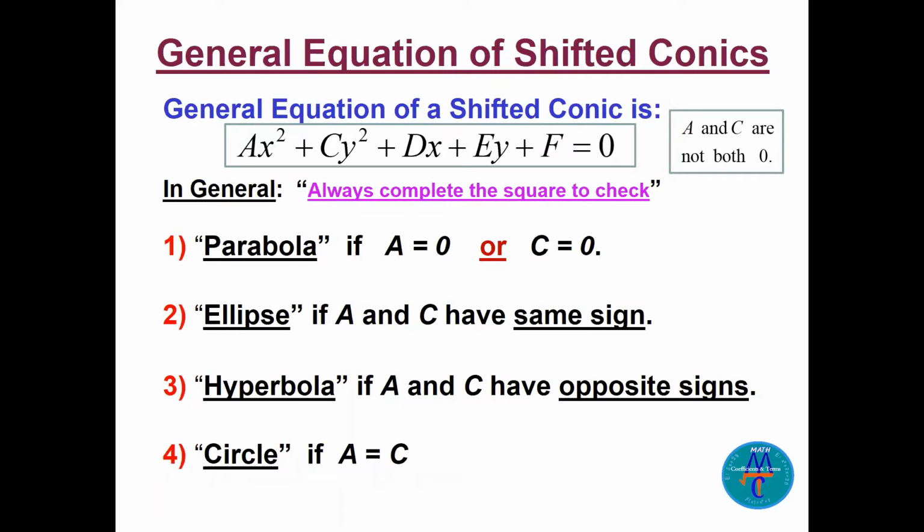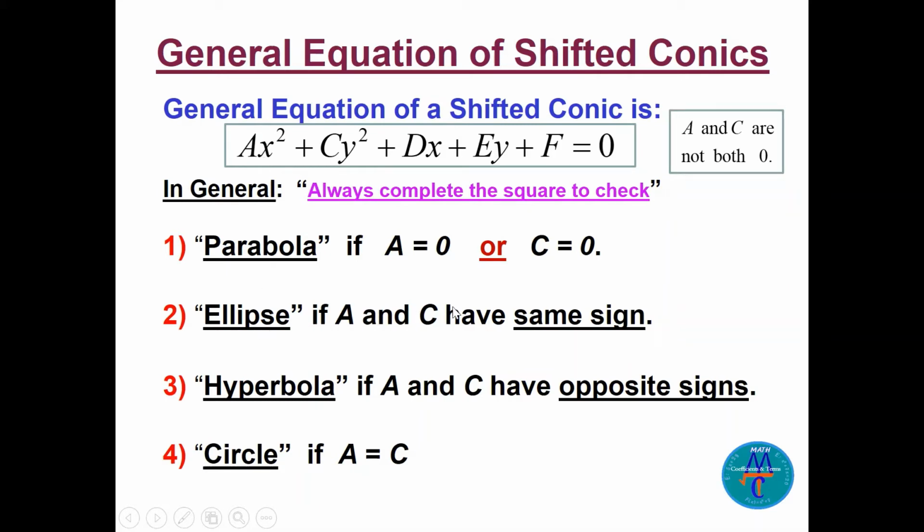Let's start with the possibilities here. So if we have ax squared plus cy squared plus dx plus ey plus f, a and c are not both 0. Always you have to complete the square to check the type of the equation. So we can have parabola for this one if a is equal to 0 or c is equal to 0, but not both. If both are equal to 0, then we have a straight line. So this is the first one, parabola. If we have a equal to 0, then we have y squared, or we have c equal to 0, then we have x squared.